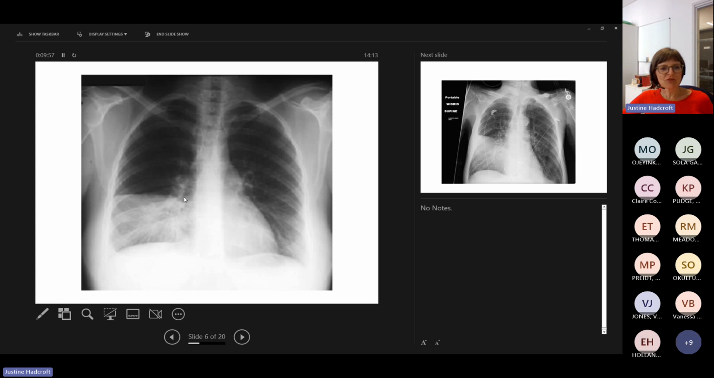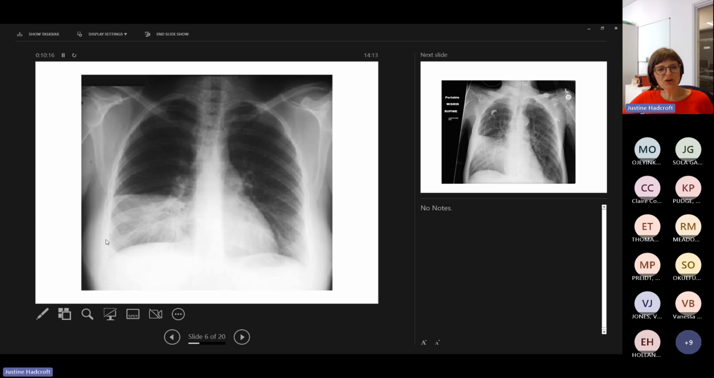This line here is the right horizontal fissure. So that splits the right upper lobe from the right lower lobe. And so this line here means that whatever's going on is purely in the right lower lobe and not in the right upper lobe. Can you see the right heart border? Probably not, but you can see the right hemidiaphragm.